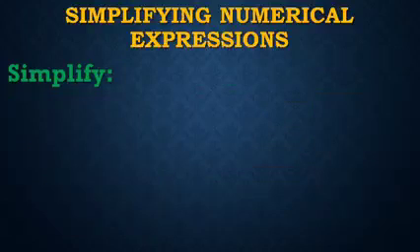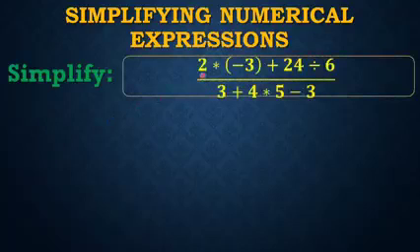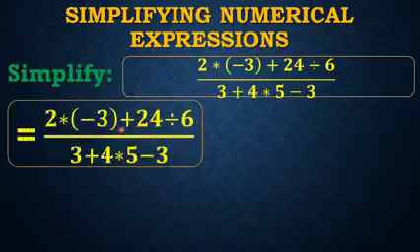Okay, for our last example, simplify 2 times negative 3 plus 24 divided by 6, over 3 plus 4 times 5 minus 3. Let's copy the given first. Here, our operations are as follows. We have multiplication, addition, and division in the numerator, and we also have addition, multiplication, and subtraction in the denominator of this fraction. So we have a single fraction.